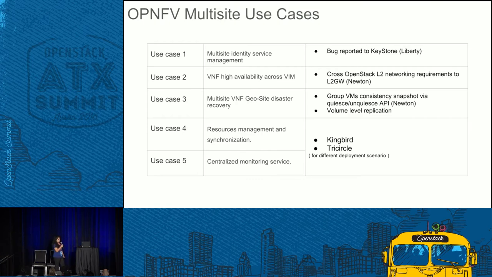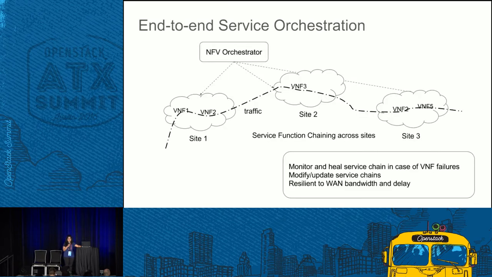Thanks, Joe. So these are some of the gaps and challenges we have identified in multi-site OpenStack for handling the NFV use cases. The last challenge that needs to be handled in multi-site OpenStack is end-to-end service orchestration. An NFV orchestrator needs to be able to manage multiple VNFs that are deployed across multiple OpenStack instances and chain these VNFs across these sites to provide an end-to-end service orchestration.